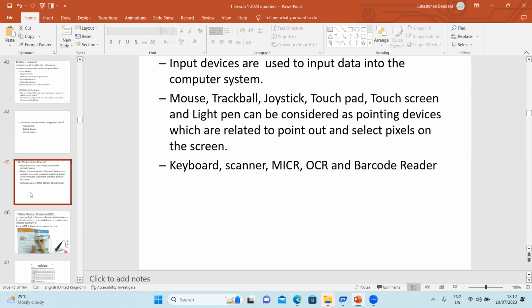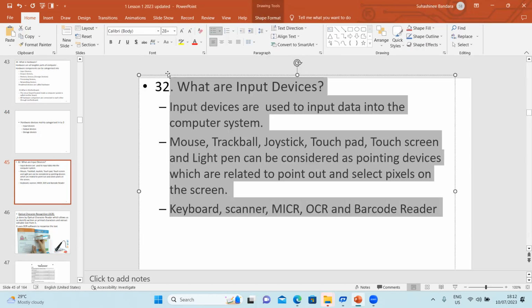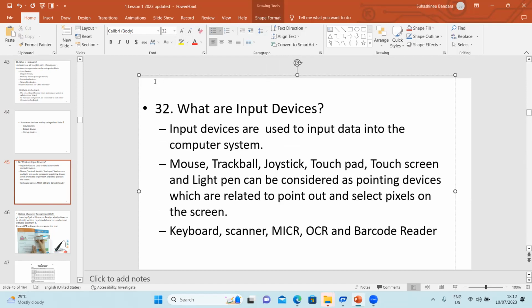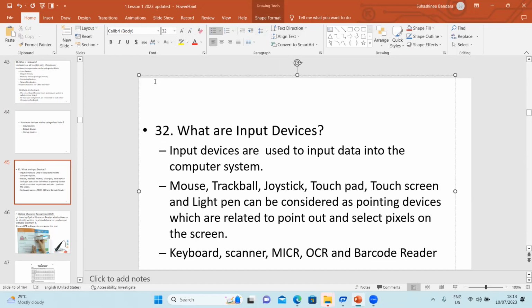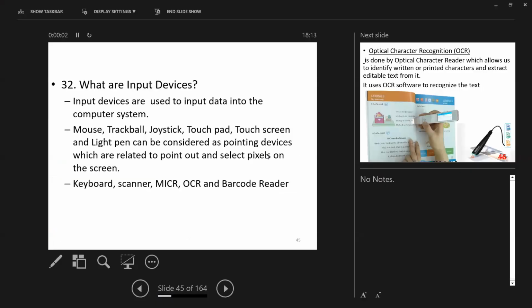When we start with input devices, you can understand that input devices are the devices which we use to input data to the computer. So we can input data to the computer with the help of input devices. There are pointing devices as well. Pointing devices are used to point out certain pixels on the screen, selecting with the touchpad or with the mouse.